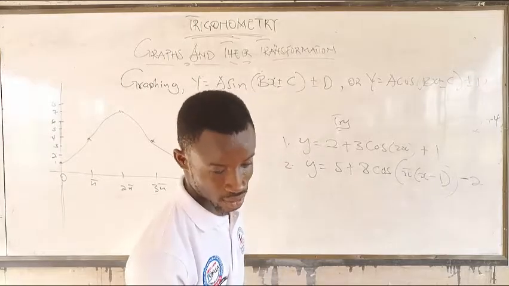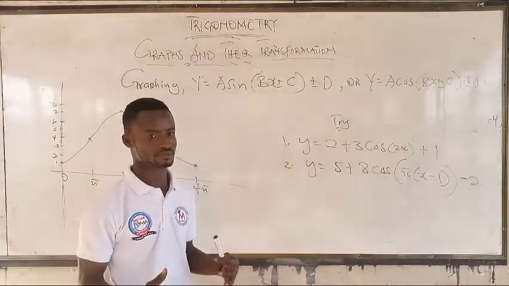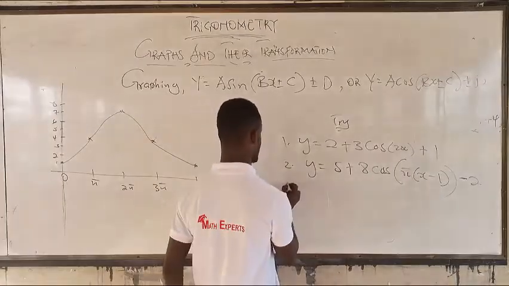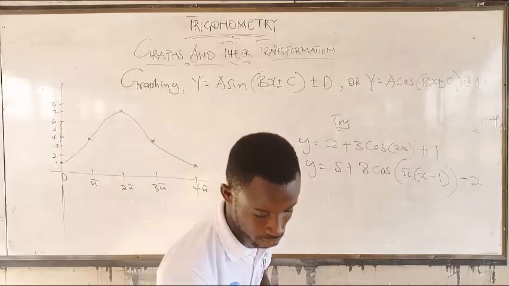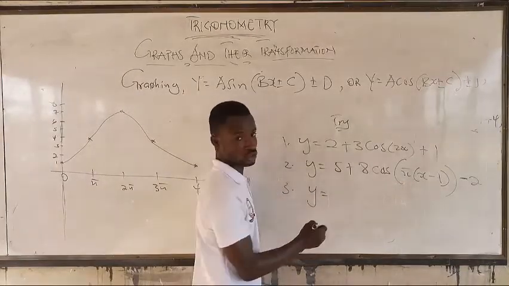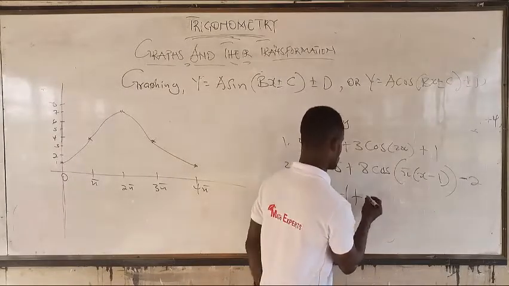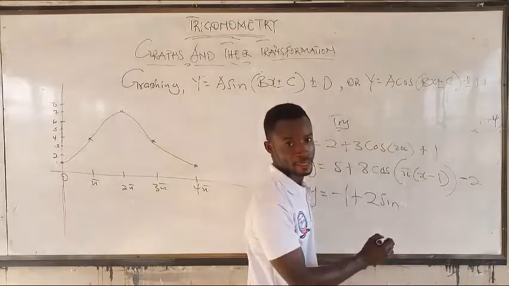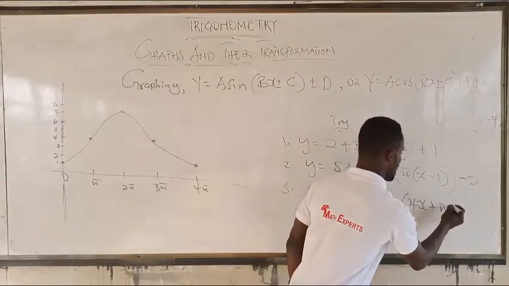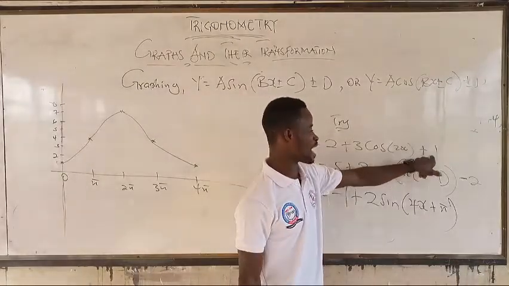Or I should discuss this with you. Alright. Go and do that. 3. But I'll tell you something before I end the video. y is equal to negative 1 plus 2 sine of 4x plus pi. Okay. Now the phase shift, it's not always that you're going to see plus or minus at the end.